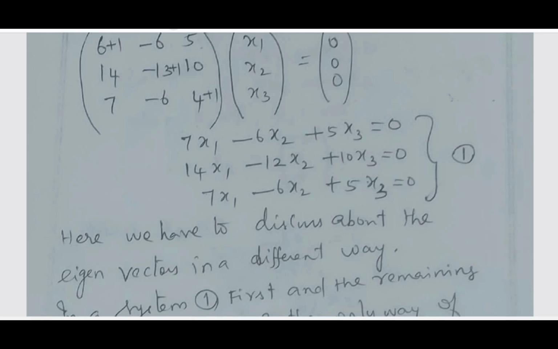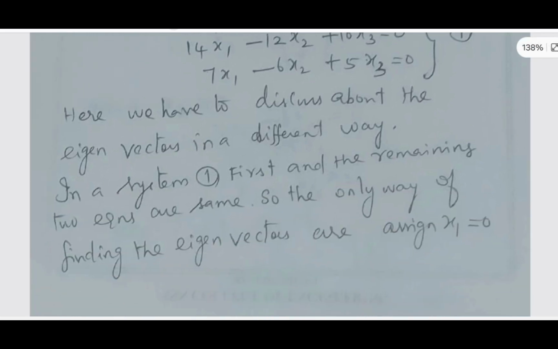If you observe that all three equations are the same, we can't solve by cross multiplication or any other way. That's why I have written that we have to discuss this eigenvector in a different way. I mark that entire system as 1. In system 1, the first equation and the remaining two are the same. So the only way of finding the eigenvectors is to always let x1 equal to 0 and find the remaining two, then let x2 equal to 0 and find the remaining two, and let x3 equal to 0 and then find the remaining two.